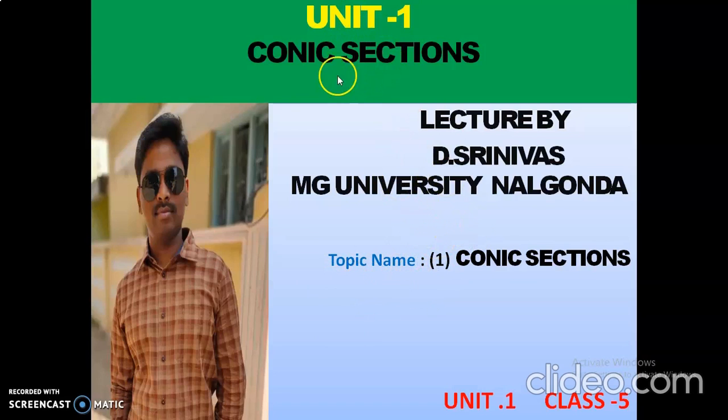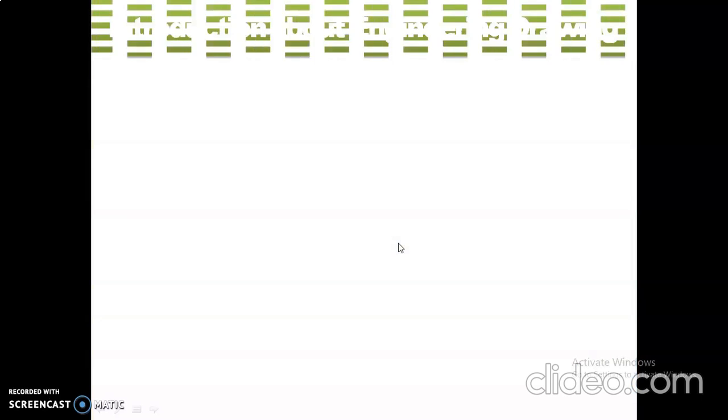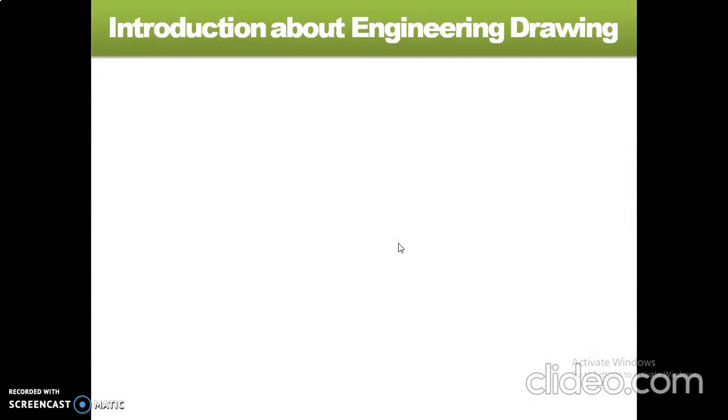So this is unit 1, conic sections. Topic name is conic section. This is class 5. So today in this class we are going to discuss conic sections. In this class we are going to discuss these topics. The first topic is common engineering curves, or curves used in engineering practice.